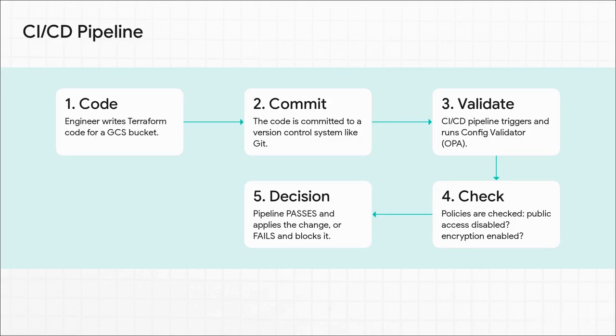Okay, so let's follow the code. An engineer needs a new storage bucket. They write up the Terraform and they commit it to Git. The second they do that, an automatic pipeline just springs to life. It fires up Config Validator, which instantly compares the code to your policies. Is public access disabled? Yep. Is our mandatory encryption turned on? You bet. If it's all good, the change gets approved and applied. But if not, it's blocked right then and there with a clear message explaining exactly what's wrong. No human review needed, it just happens.